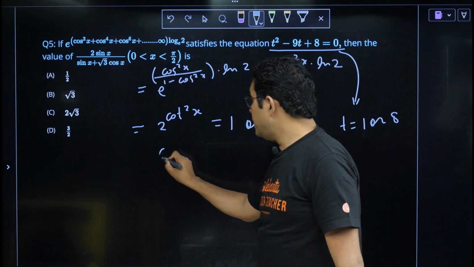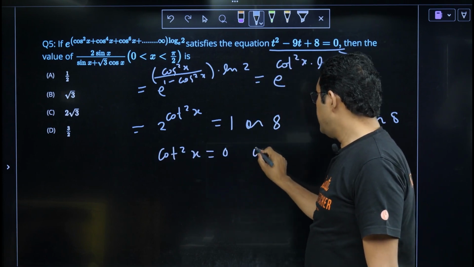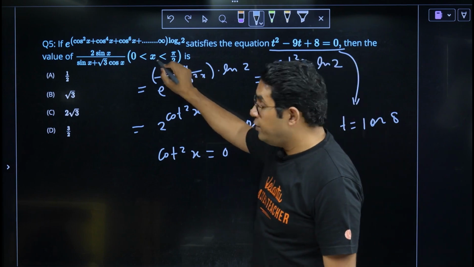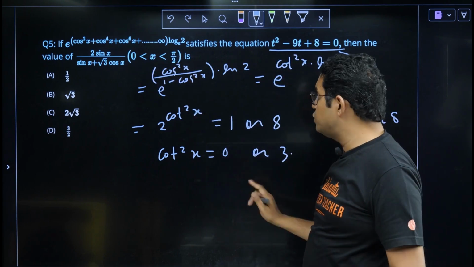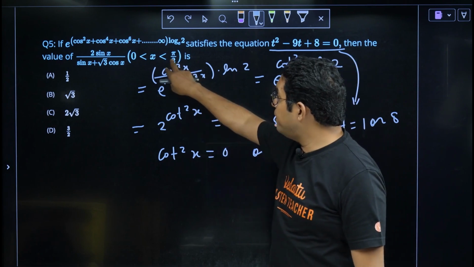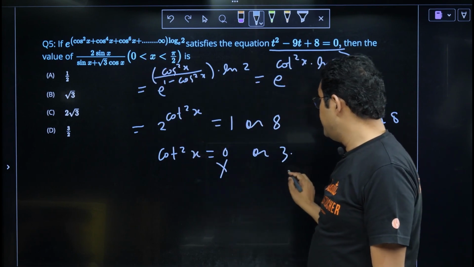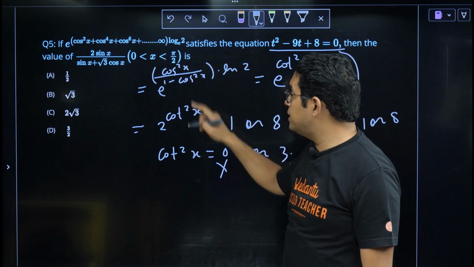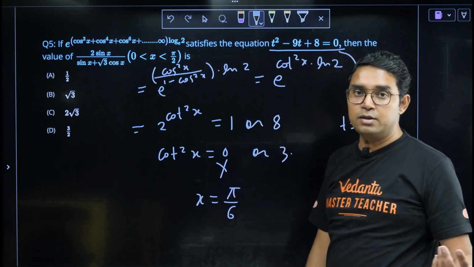If it is 1, then cot square x has to be equal to 0, or if it is 8, then it has to be equal to 3. But we are given x from 0 to pi by 2. There cot x cannot become equal to 0. Cot pi by 2 is 0, but pi by 2 is not in that interval. So this is rejected. Cot square x can be equal to 3 in this interval if we take x to be equal to pi by 6 radian, or 30 degrees.